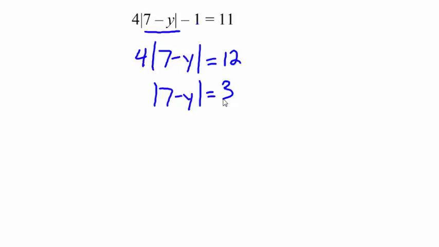Now we can write our two branches because we have the absolute value part isolated. The positive branch is just going to be what you see is what you get without the absolute value bar. 7 minus y equals 3.